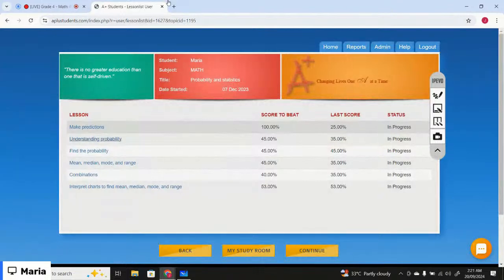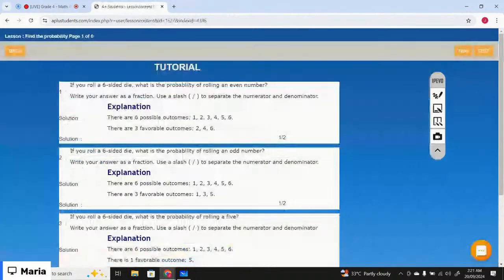Find the probability. Okay, let's just start with the first example. That's a bit tricky, but if you listen to me carefully, you will get that easily, right? But it's very easy. If you roll a six-sided die, what is the probability of rolling an even number?